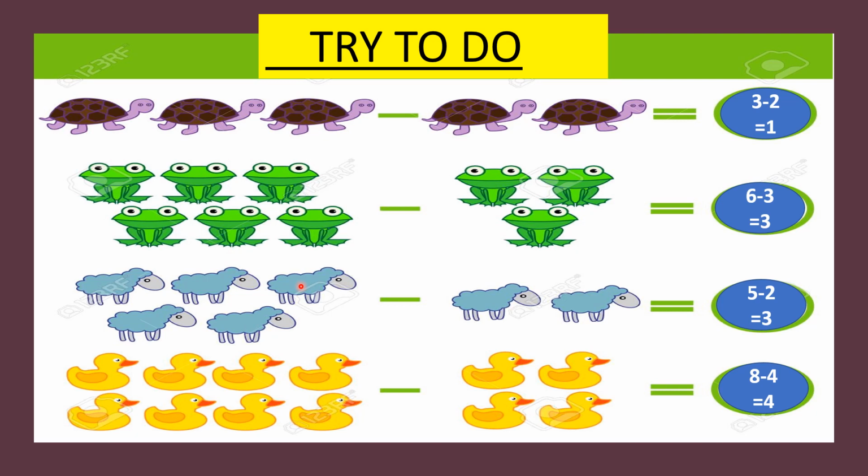1, 2, 3, 4, 5. Out of 5 sheep, 2 went away. How many are left? 3 sheep are left. Next, 1, 2, 3, 4, 5, 6, 7, 8. 8 ducks were there, out of which 4 ducks went away. 1, 2, 3, 4. So how many are left? 4.